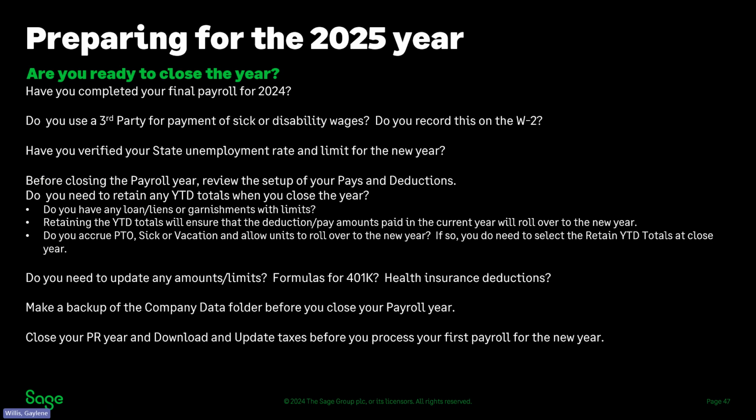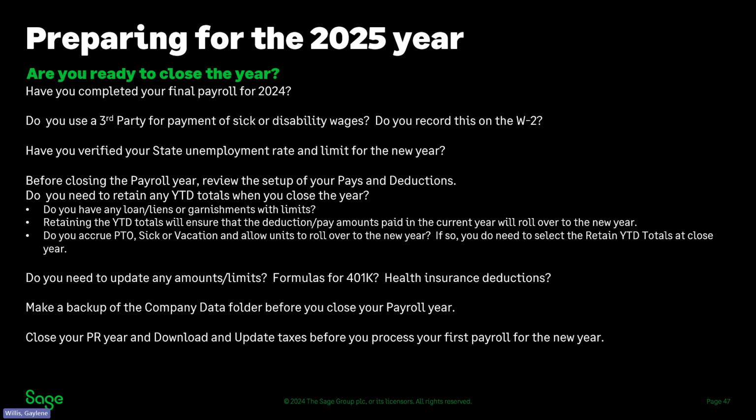Have we completed our final payroll for 2024? In other words, everything is done, and we believe we don't have to cut any more checks for 2024 and post them into 2024. If you use a third party for payment of sick or disability wages, it wouldn't hurt to reach out to them and ask if they've paid any third party sick pay for your company, so you can get that information and notice and record it into your software before you close the year.